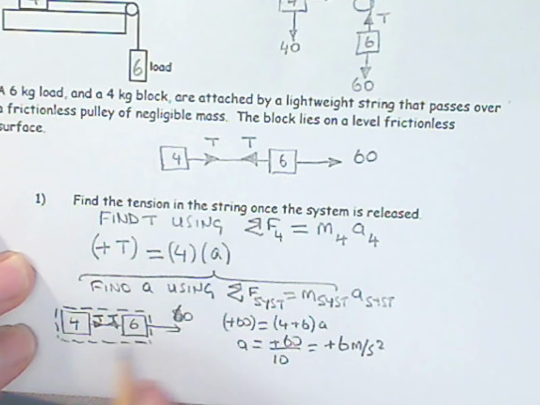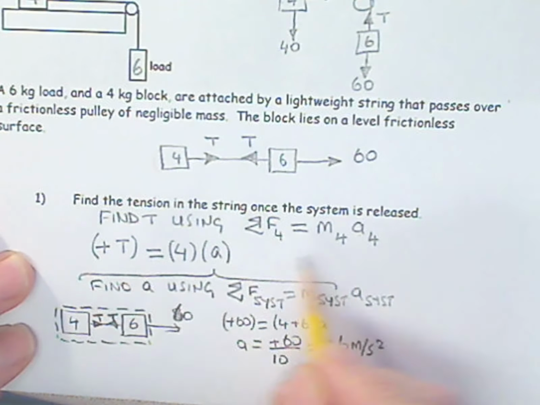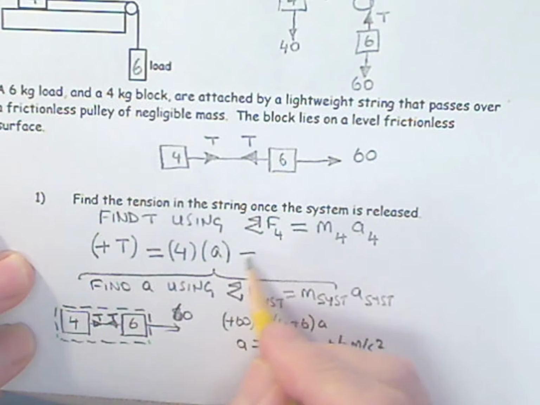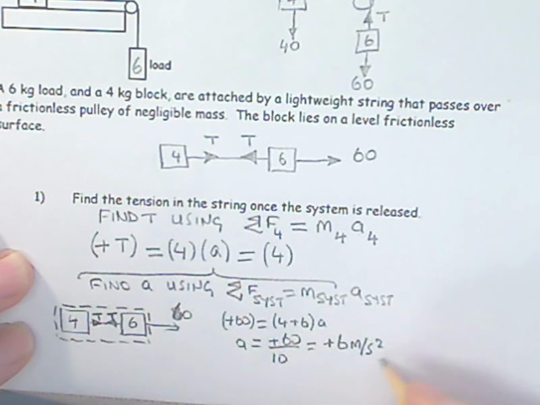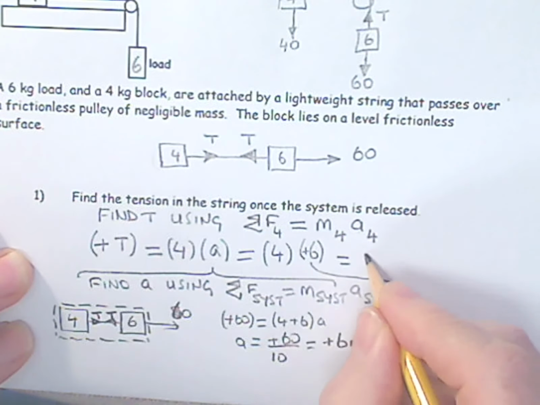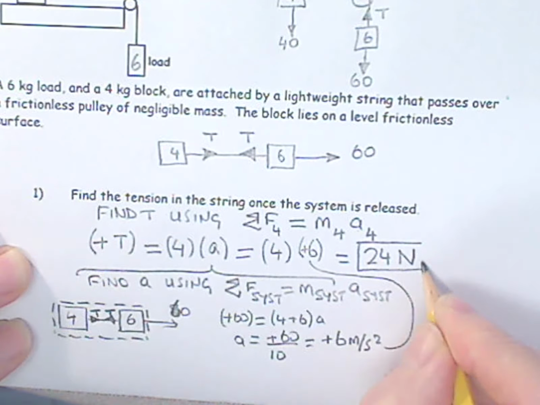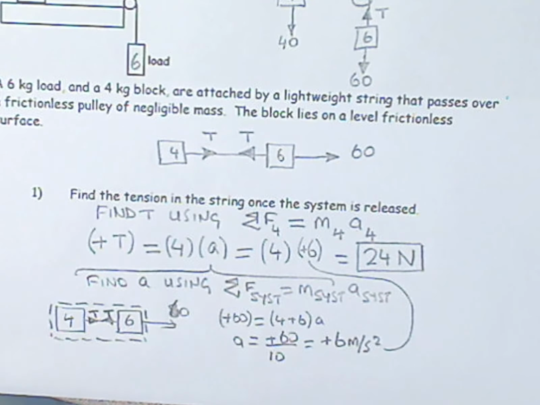That's the acceleration of the system, and the acceleration here is the acceleration of the 4 kilogram mass, but they're the same. So this equals 4 times plus 6, which equals 24 newtons. So I simply take the acceleration for the system, and I recognize that that's the same as the acceleration for the 4 kilogram mass, and then I say okay, F equals ma.